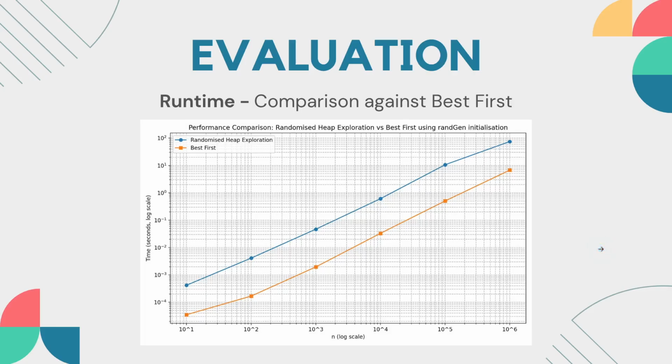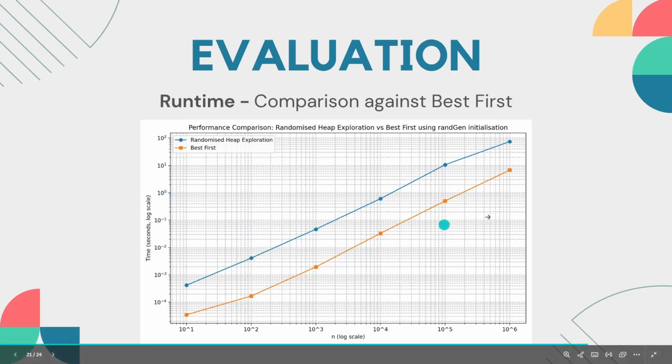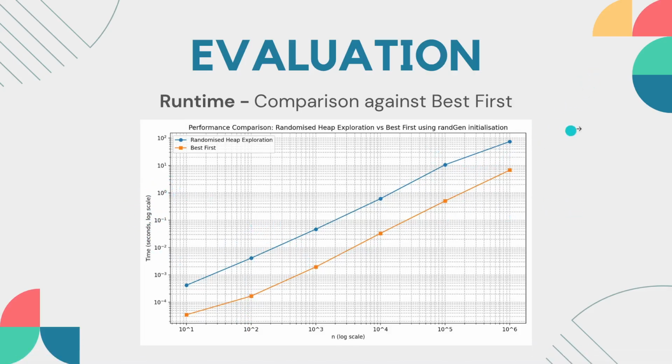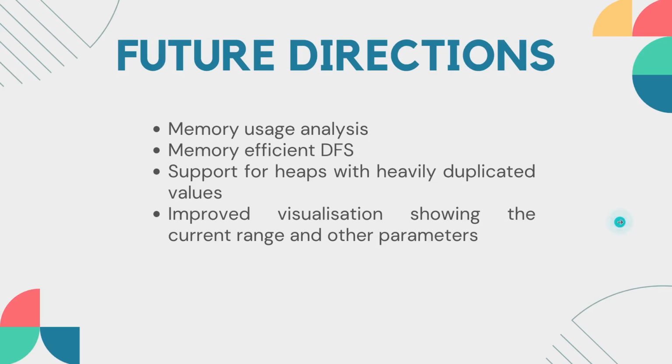And lastly, we also compared against best first, and we saw the time difference there. And yes, the algorithm took a bit longer, but not too much longer. Note that this is a logarithmic scale, so some of the growth is being missed out here.